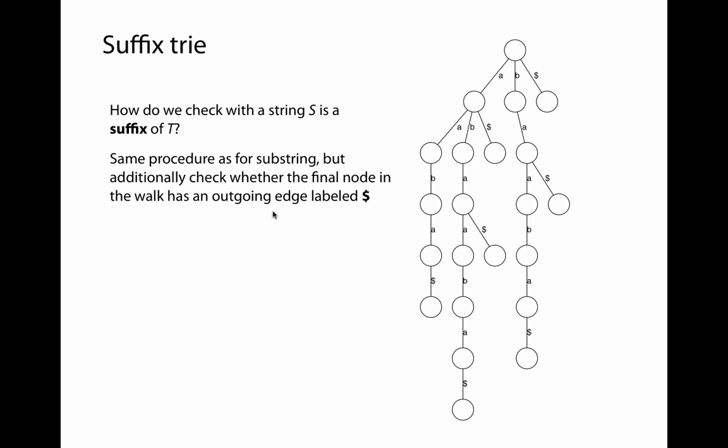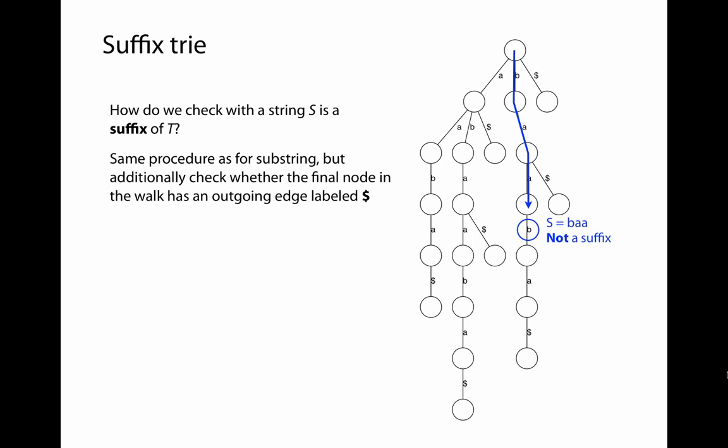Here's another query we might want to do. Now we'd like to check whether a string s is a suffix of t, not a substring, but a suffix of t. And just to be clear, when I say t, I mean t without the $ sign on the end. So this is going to be similar to the procedure we did before. After all, a suffix is a kind of substring of t. In fact, we use basically the same procedure as we did for determining whether s was a substring, but then we additionally check whether the final node in our walk had an outgoing edge labeled $.